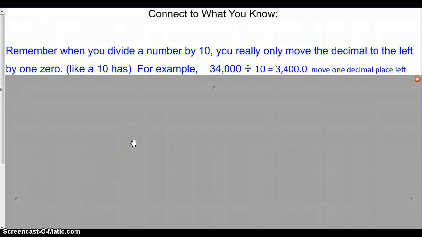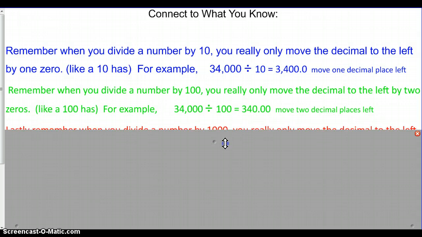Connect to what you know. Remember, when you divide a number by 10, you really only move the decimal to the left by 1 zero, like a 10 has. For example, 34,000 divided by 10 equals 3,400. And you can either leave the 0 behind the decimal, or you can just get rid of it, and also get rid of the decimal.